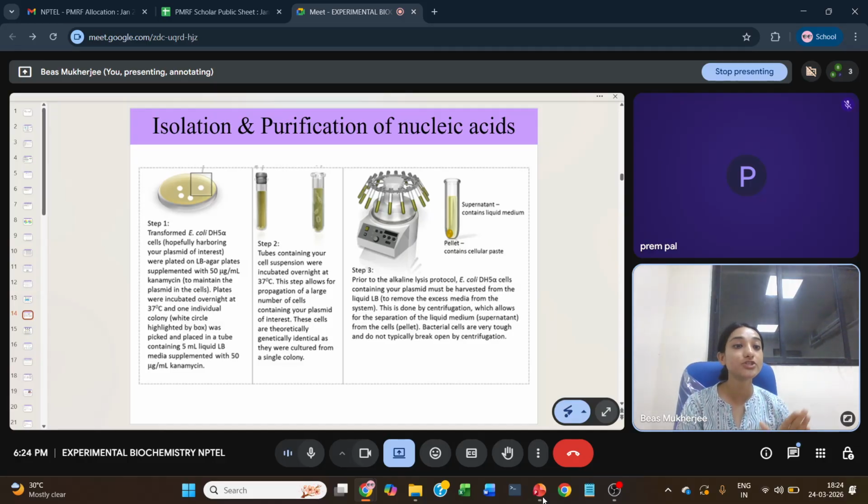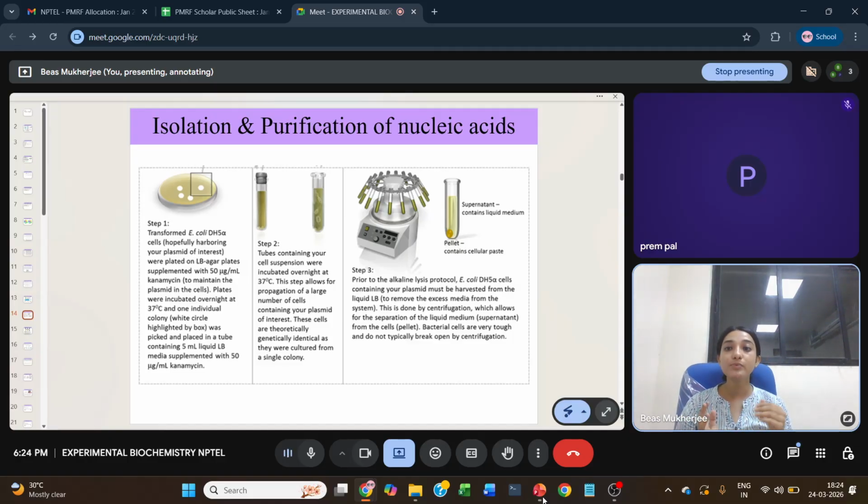Okay, and that is isolation and purification of nucleic acids, and this step is mainly used for bacteria. So transformed E. coli DH5 alpha cells, hopefully harboring your plasmid of interest, were plated on LB agar plates supplemented with 50 microgram per ml kanamycin to maintain the plasmids in the cell. This is the antibiotic to ensure that the plasmid is held by the cell. Why? Because the plasmid contains the resistance gene for this antibiotic. Otherwise, the bacteria will die.